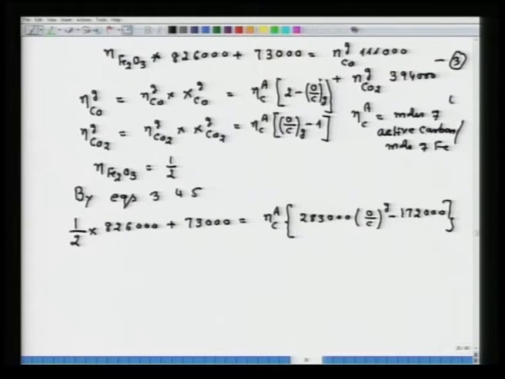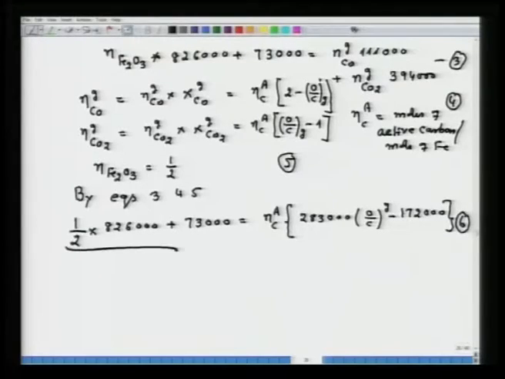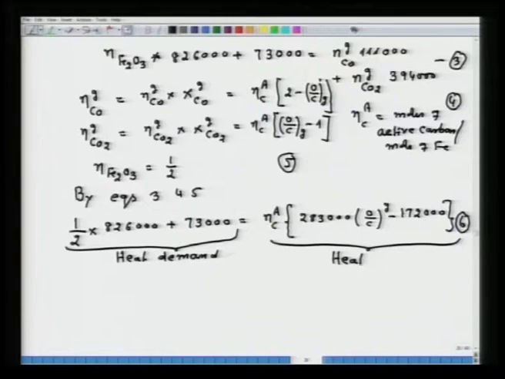Let me put it, this is equation number 4, this is equation number 5, and this is equation number 6. What we have seen is that this equation 6 is, in fact, the heat balance. It is a very simplified approach, which means we have not considered the gangue part of it, or the slag part of it. This side is the heat demand and this side is the heat supplied.